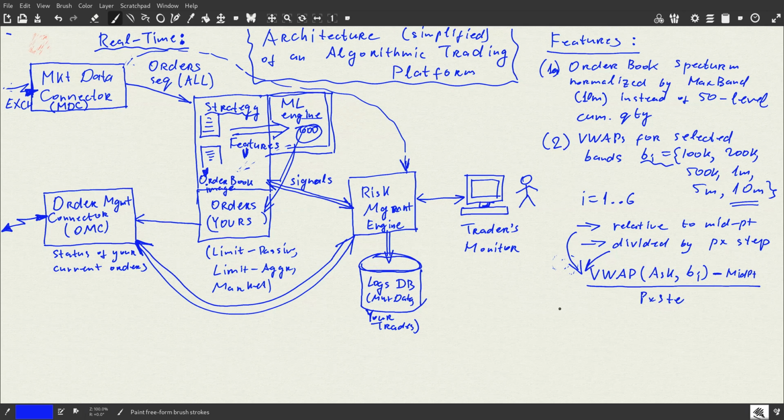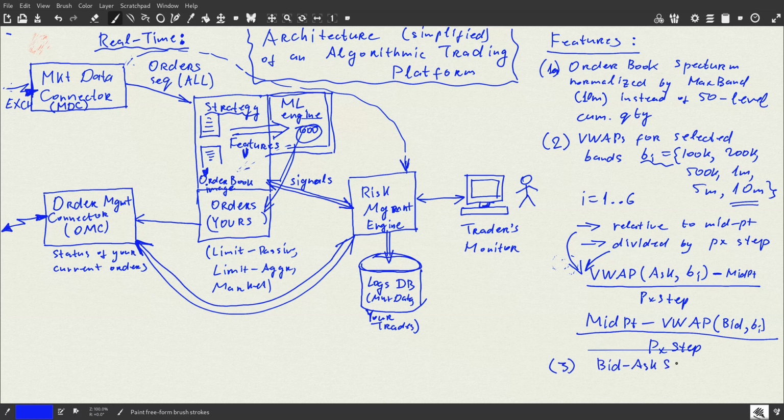Yeah. Okay. Or the other way around, midpoint minus. It's a very good thing to reiterate, actually, because that's what you are going to implement. That's very useful. Thank you for your question. So midpoint, the other way around, minus VWAP on bid BI, because now this VWAP is less than the midpoint, and again divided by the price step. Okay. Also on Monday, we agreed that the third feature will be bid-ask spread, for the sake of normalization, also divided by the price step.